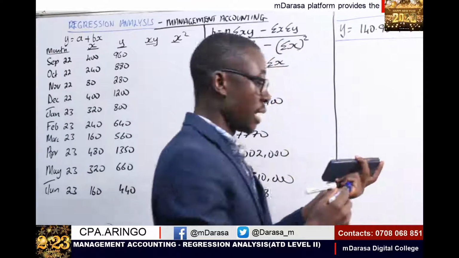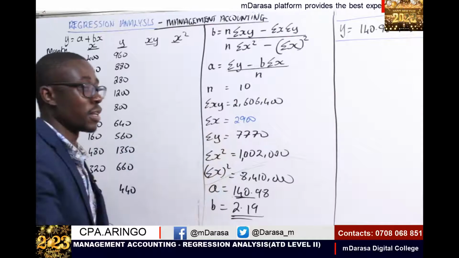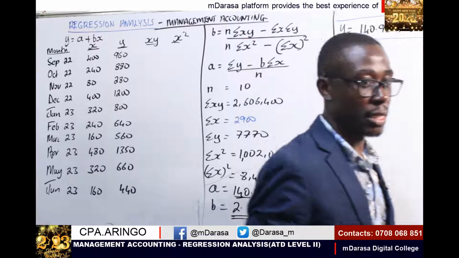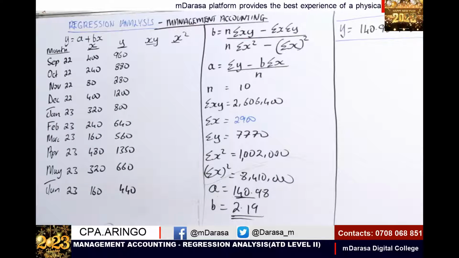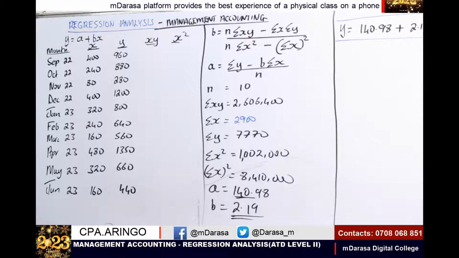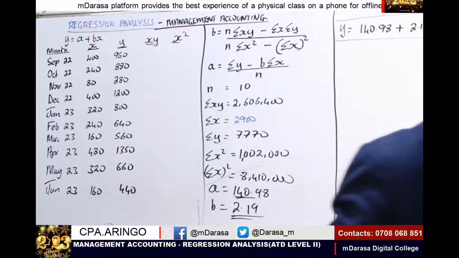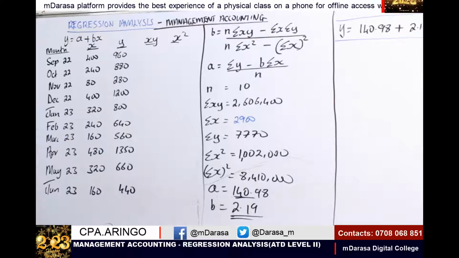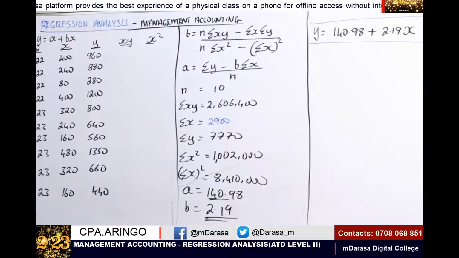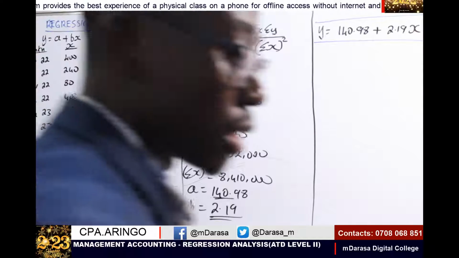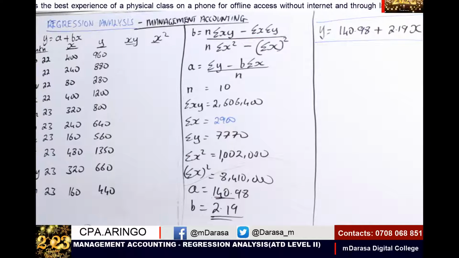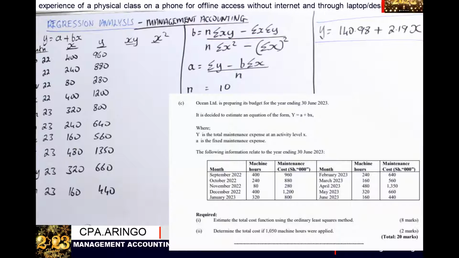So using your calc, you'll find that you can do this thing very, very quickly. So basically, once we have that in mind, the next thing that we are supposed to do, of course, is to look at the next question, which the examiner basically wanted us to determine what? Let us see what the examiner wanted us to determine. So the next question, the examiner wanted us to determine the total cost if 1050 machine hours were applied.